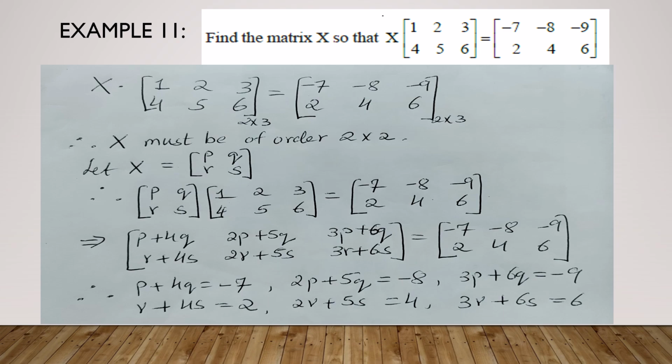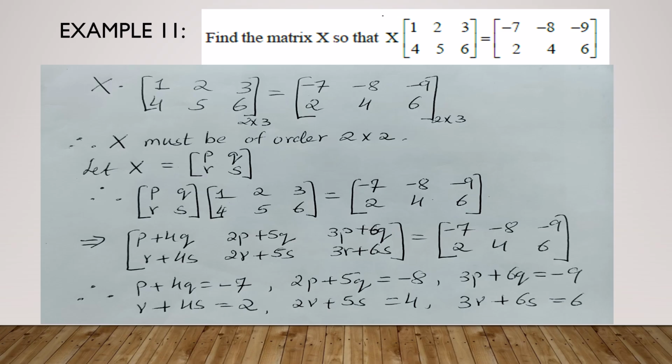Next example. Find the matrix X so that matrix X, remember X is a matrix, multiplied by the given other matrix is equal to the matrix minus 7, minus 8, minus 9, 2, 4, 6. In short, you have to find a matrix X such that when X is multiplied by another matrix which is of order 2 cross 3, you get a resultant matrix which is also of the order 2 cross 3.